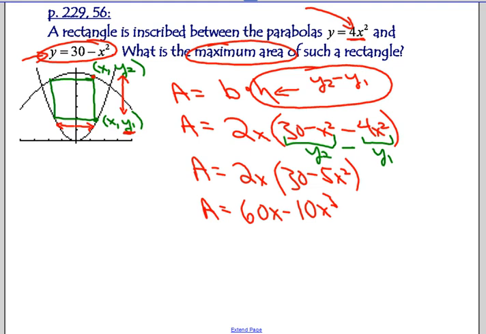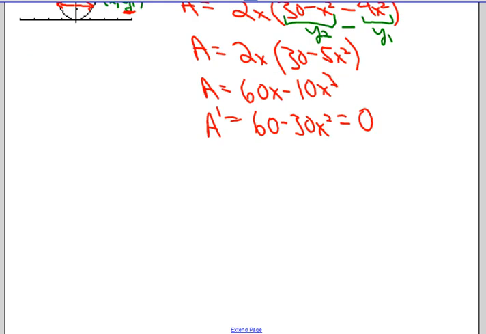All right. To find maxes or mins, we're looking for critical points. Critical points occur where the derivative is 0 or undefined, except our derivative is going to be a polynomial, so it will be defined everywhere. So our first derivative is 60 minus 30x squared. We will set that equal to 0. And let's give ourselves a little more space to work with here. Set my derivative equal to 0.